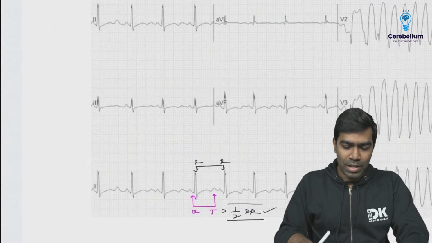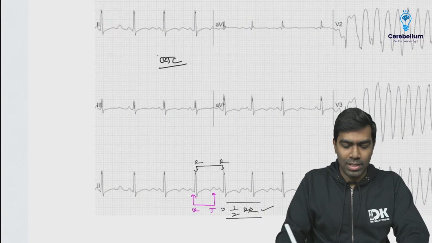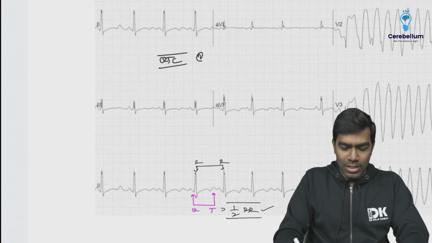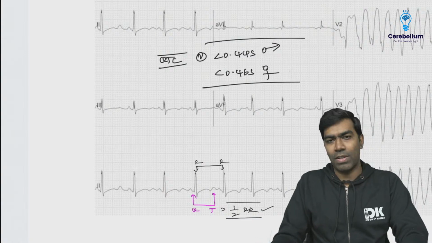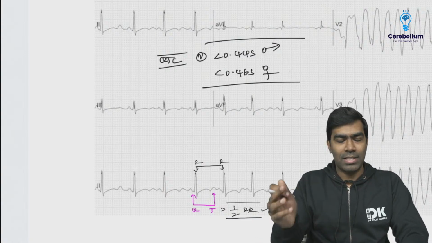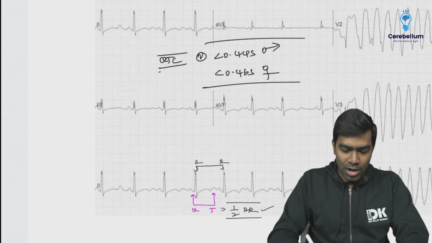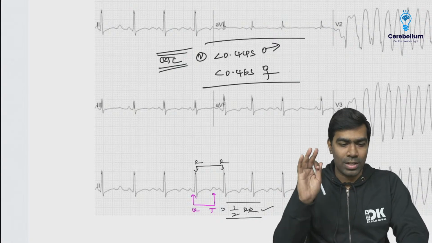Remember, ideally speaking, you need to look at a value called QTc. The normal QTc is less than 0.44 seconds or 440 milliseconds in a male, and less than 0.46 seconds or 460 milliseconds in a female. Only if it exceeds this value, you are going to call it long QT. But remember, you have to calculate something called corrected QT. That's called QTc.